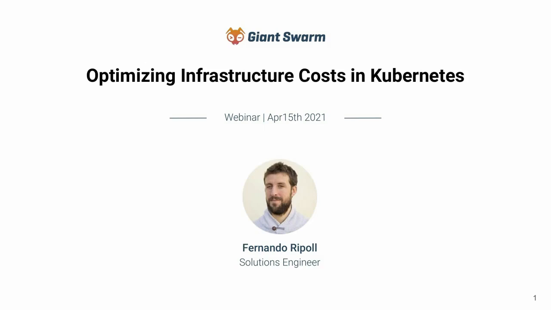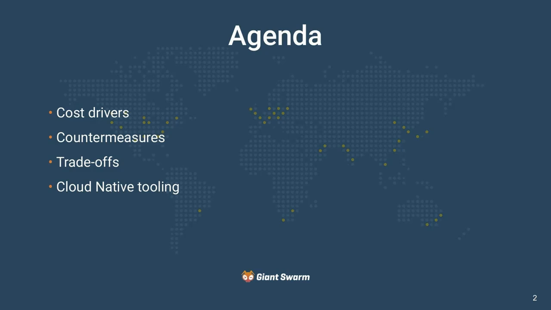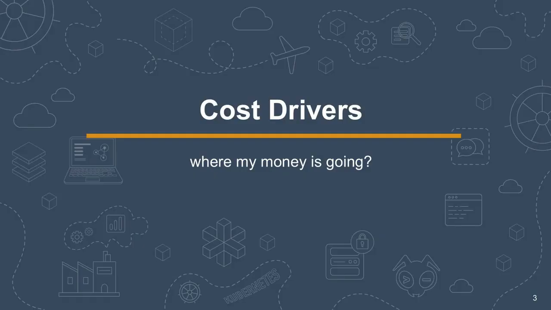Today I'm going to talk about the machine infrastructure cost in Kubernetes. The agenda looks like this. We are starting to talk about the cost drivers on Kubernetes, what countermeasures we can start applying to manage those, some trade-offs that at some point we have to take, and some tooling in the cloud native landscape that we can rely on. So starting, the cost drivers.